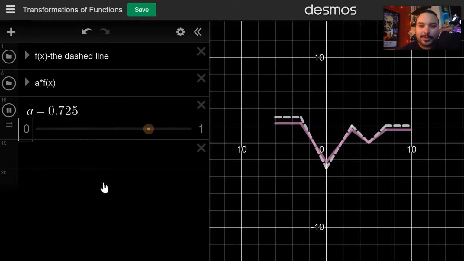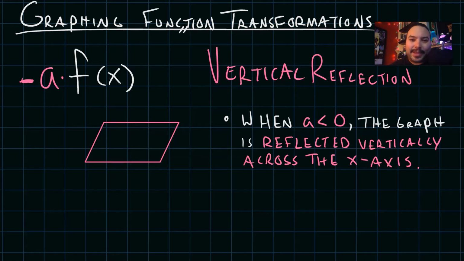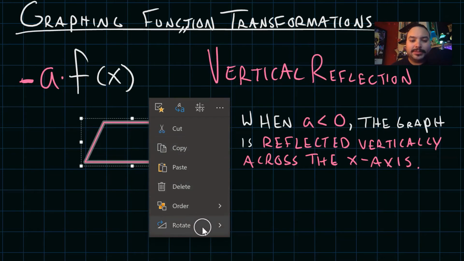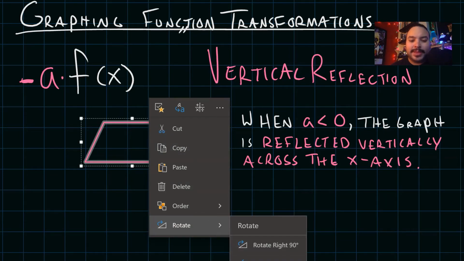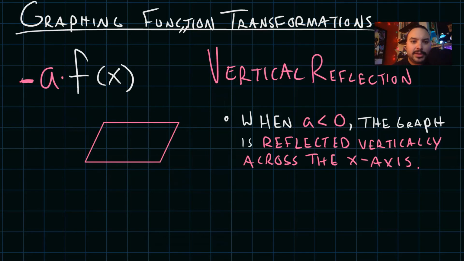Okay? You might be wondering, well, what happens if the value of a is negative? Well, that's a bit of a different transformation, so let's take a look at that specifically. When a is a negative value, or the way we describe it as less than 0, the graph is reflected vertically, and it does so across the x-axis. So a vertical reflection, you could think of as a flip, would look something like this. So let's take a look at how we can use a to make our functions flip.